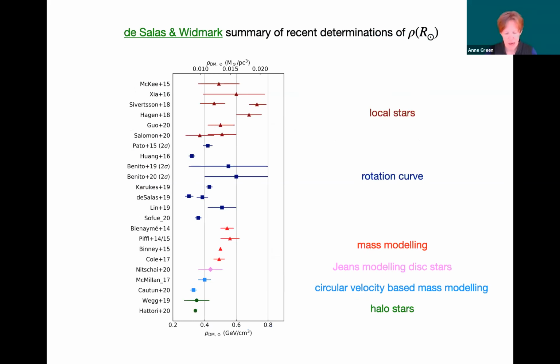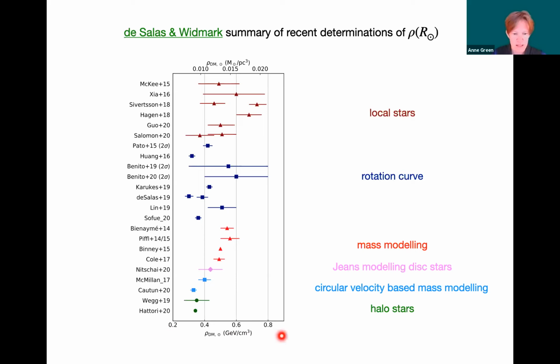This is from the recent review paper, a compilation of all the recent determinations. So going down the left column tells you who wrote the paper and when. The color coding, we've got measurements from local stars at the top, going down through rotation curves in navy blue, mass modeling that I just talked to you about in red, something called Jeans modeling using the velocities and density of disk stars, from circular velocity measurements, and then from halo stars in green.